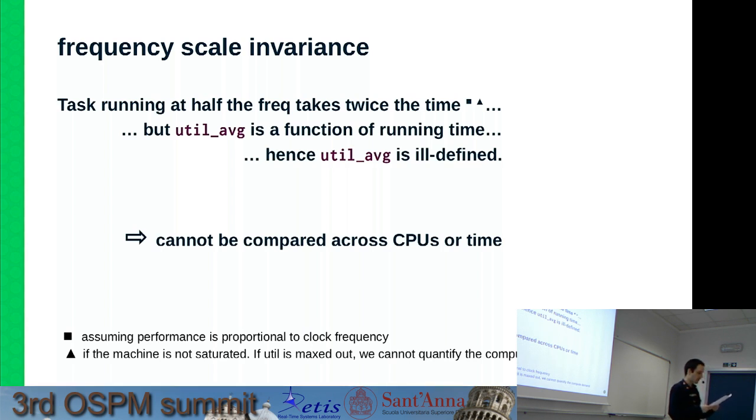So what is the value of util_avg for our task? Is it small or large? Utilization is ill-defined: a task looks larger just because the machine is running slower. This lack of invariance means that the util_avg of two tasks running on different CPUs at different frequencies is not comparable, nor is the util_avg of a given task comparable with the util_avg of the same task 5 seconds ago, because the OPP has changed in the meantime.